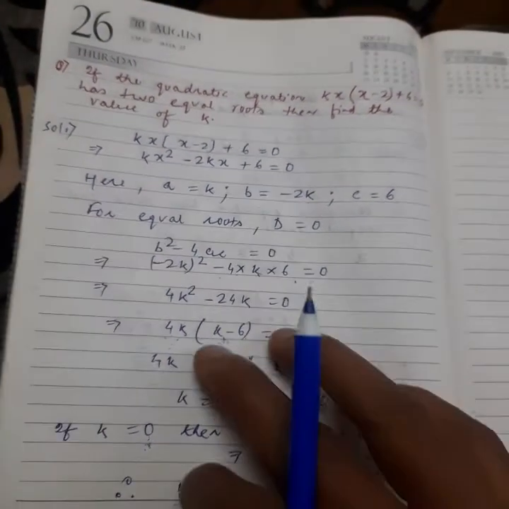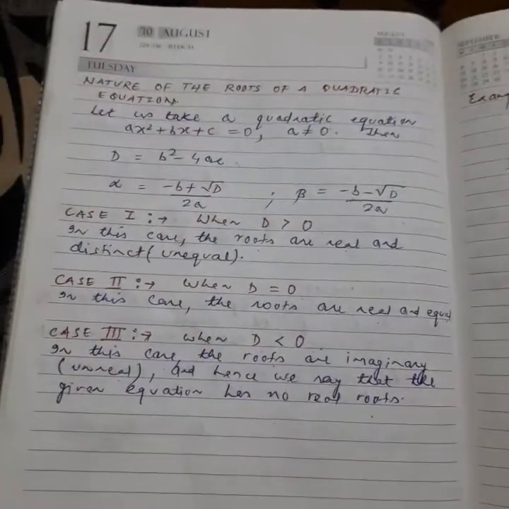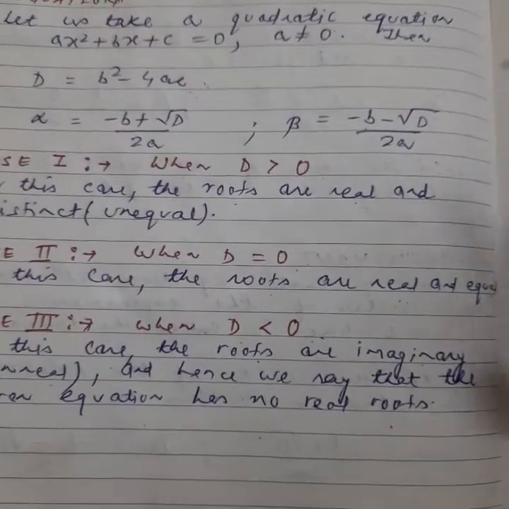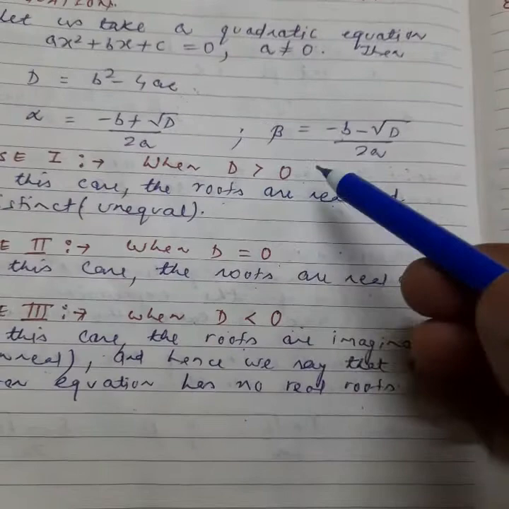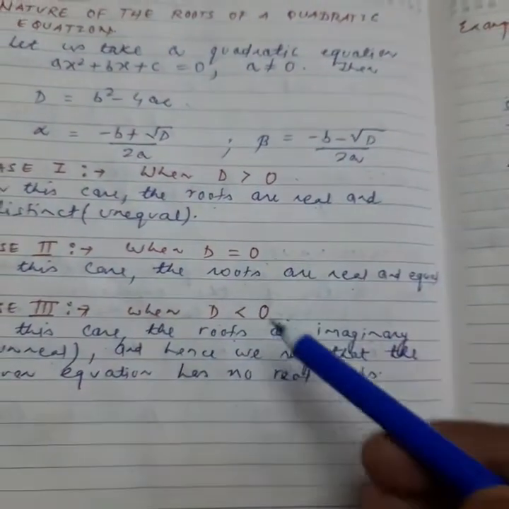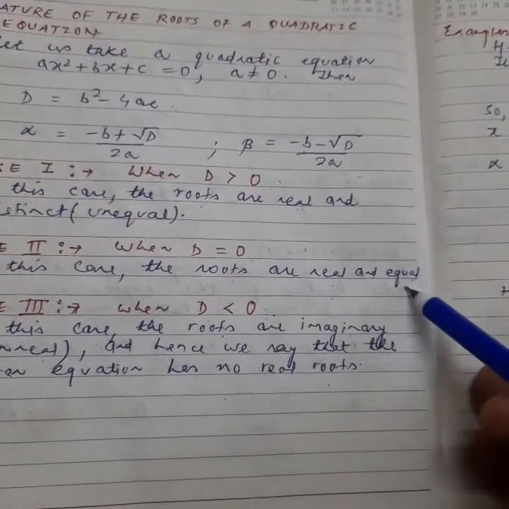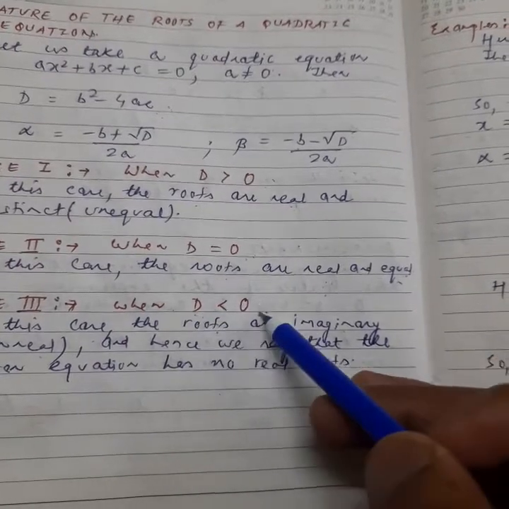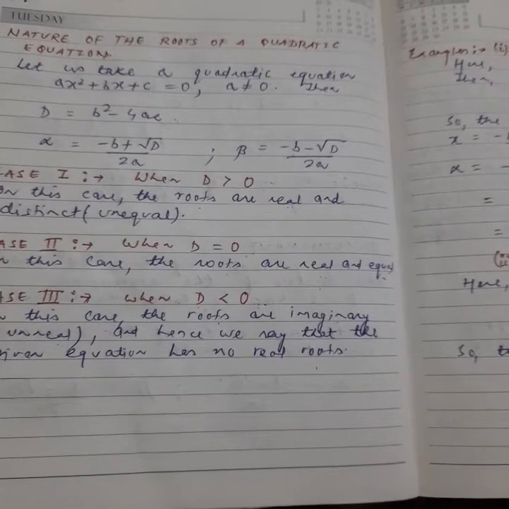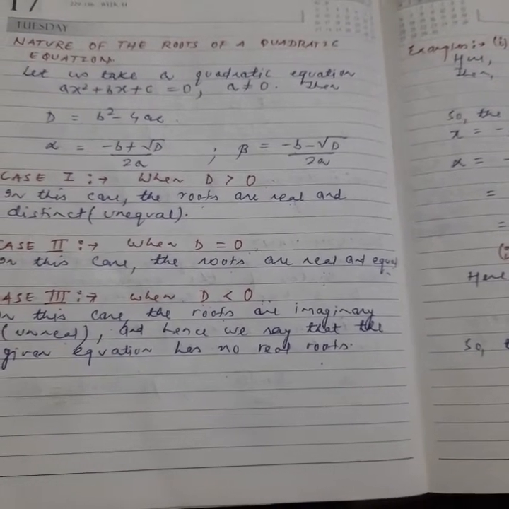So this was your condition or nature of roots, which was completely based upon discriminant. Once again, let us review that. When discriminant is more than 0, roots will be real and unequal. When discriminant is equal to 0, roots will be real and equal. When discriminant is less than 0, roots will be imaginary, which we need not find. We will just write that the equation has no real roots.